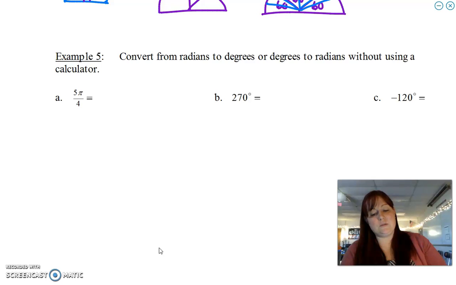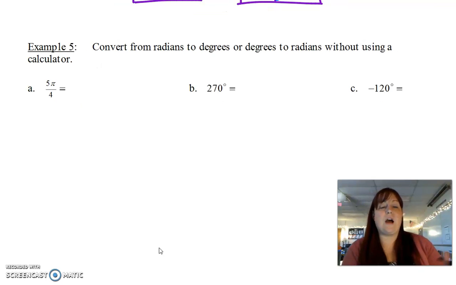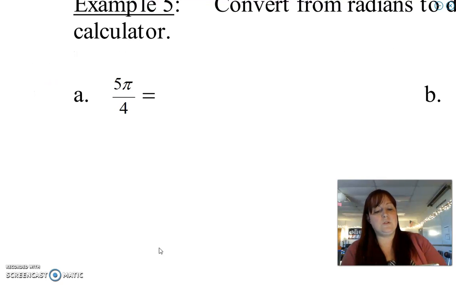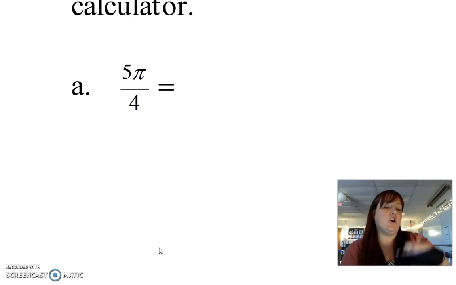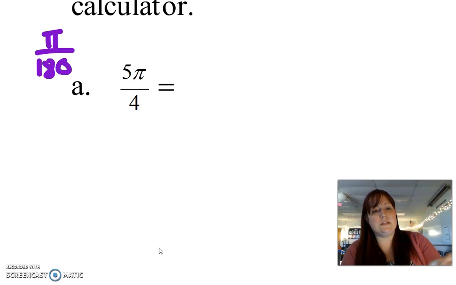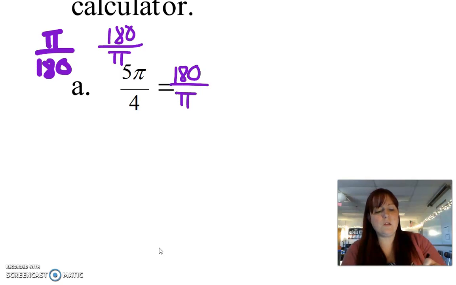Okay, so now we're going to convert these from degrees to radians or radians to degrees without using a calculator. So 5 pi over 4. There's a couple ways you can do this. Remember, pi and 180 are the same value: 180 degrees and pi radians are the same. To convert anything, we can multiply it by a conversion factor, in this case pi radians over 180 degrees, since they're equal to each other. We can multiply by either this or 180 over pi, and we'd have to decide. In this case, pi is on the top, so we want radians to cancel out, and we want degrees to stay. So we multiply this by 180 over pi. Then our pi's cancel out, and we do our math. Okay, so that's one way.